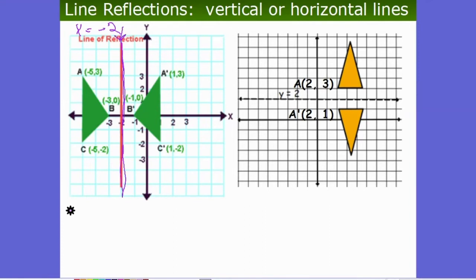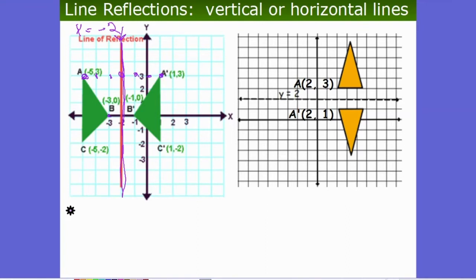And remember, x equals a constant. That's your vertical lines. And then count. So over here is A. That's my pre-image. How far away am I from my line of reflection? 1, 2, 3 units. And then continue in the opposite direction for the same 3 units. You'll find that matching point.